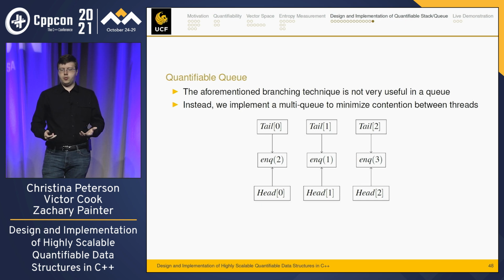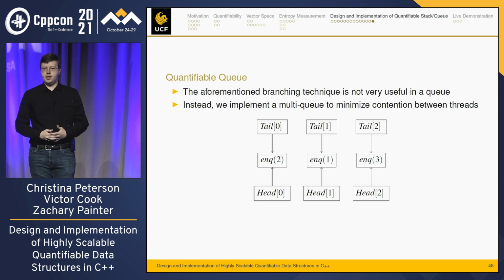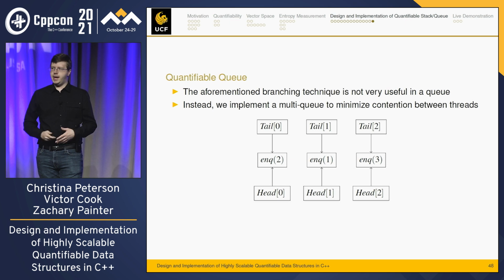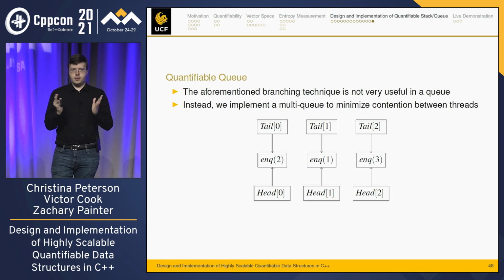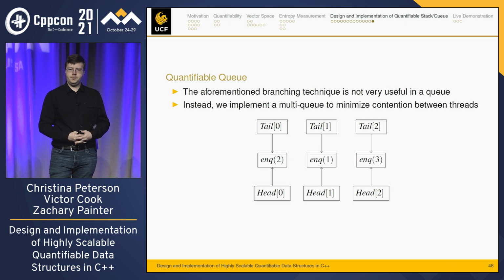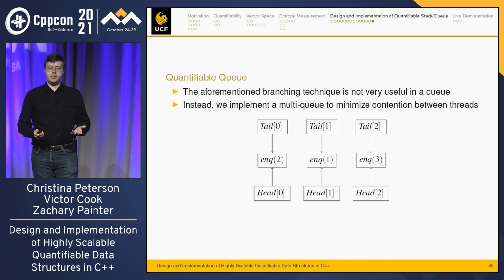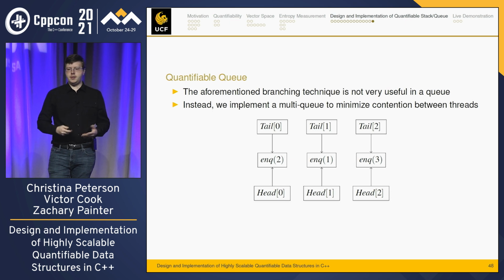As for the quantifiable queue implementation, branching doesn't really make sense in a queue because you're producing and consuming from opposite ends. You have a tail pointer and a head pointer. So that branching that we do in the quantifiable stack, you can't really do it. Instead, we implement the quantifiable queue as a multi-queue. It's essentially equivalent to a quantifiable stack that has reached the maximum number of branches, which would occur under a lot of contention, except it starts out that way.